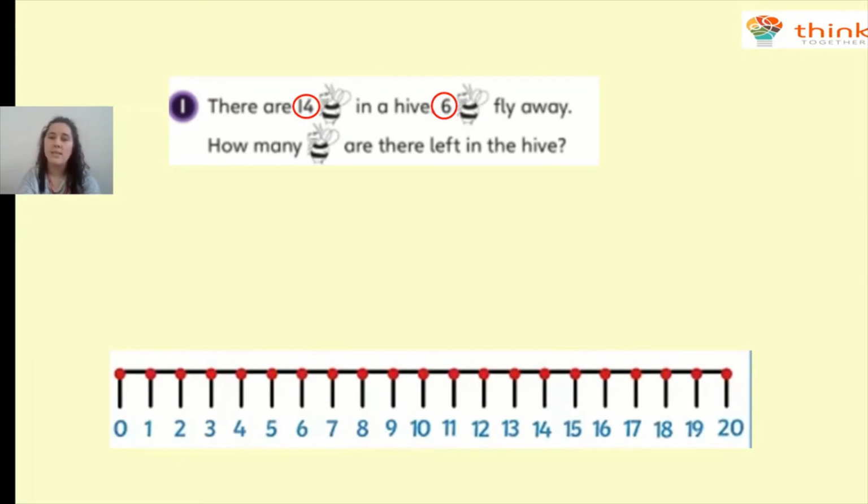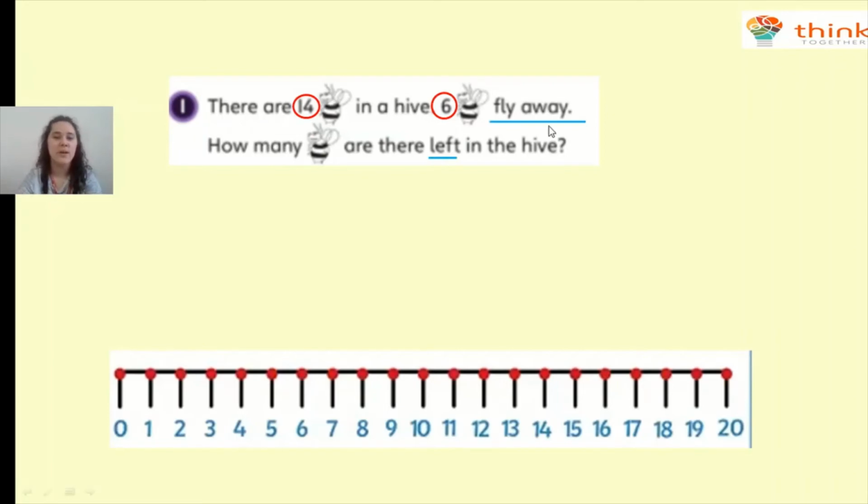Right, now we need to see if we're going to be adding or taking away. Listen again and see if you can spot the important information and those important words that will help us to tell us what we need to do. There are 14 bees in a hive. 6 fly away. How many bees are there left in the hive? Did you spot the important words there that are going to help us? Fantastic. I spotted them too.